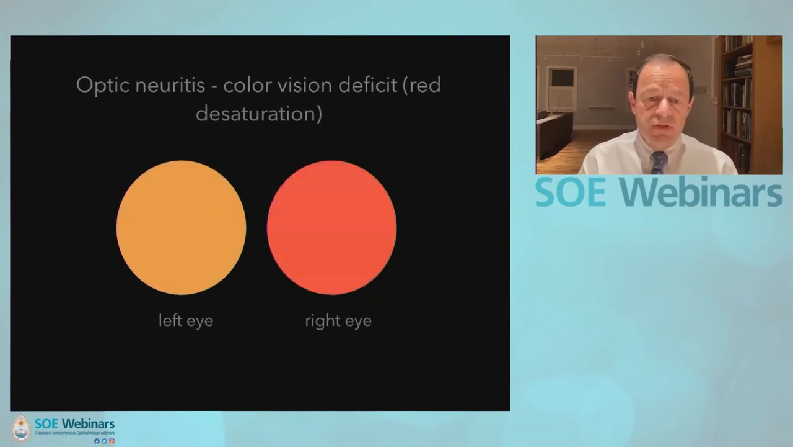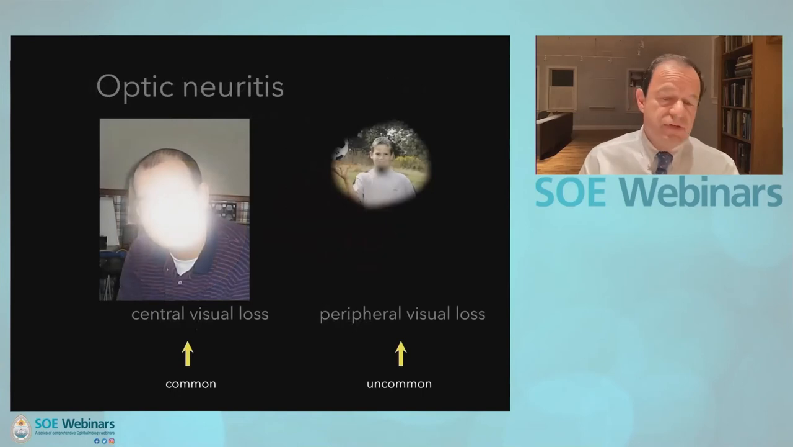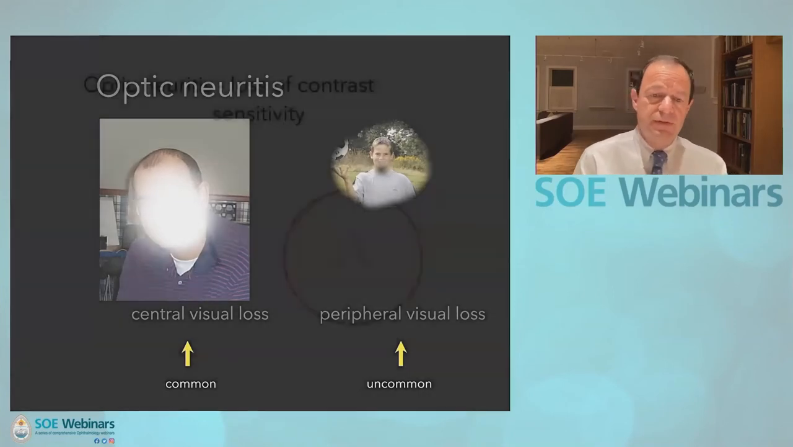Red desaturation, as a rule, is present in the cases of optic neuritis. It's a sine qua non for optic neuritides. And the loss of vision is rather central than peripheral. So that's another key to the typical optic neuritis. Central loss of vision versus peripheral loss of vision, important to recognize.